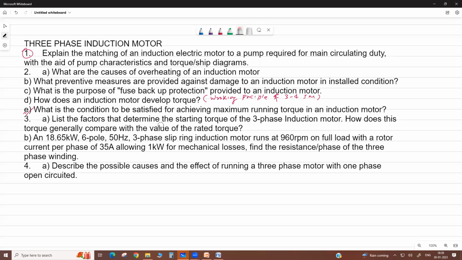Now next is: list the factors that determine the starting torque of a three-phase induction motor. How is this torque generally compared with the rated torque? You have to write your torque equation. Then at starting, what is the torque? It depends. Then you compare with full load torque, the rated torque. Generally, starting torque is higher, 150 or 200% of rated torque. Then there is one numerical on the three-phase motor.